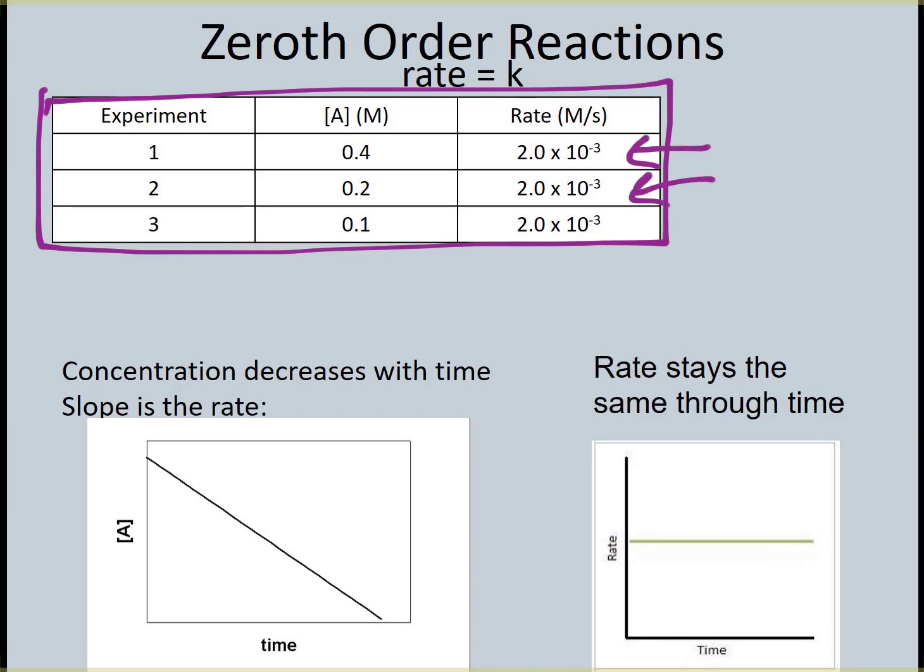And just to make my math easy, I'm going to make it so that the larger numbers are on the top and smaller numbers are on the bottom. So I'm going to put experiment 1 on the top, and I'm going to put experiment 2 on the bottom.